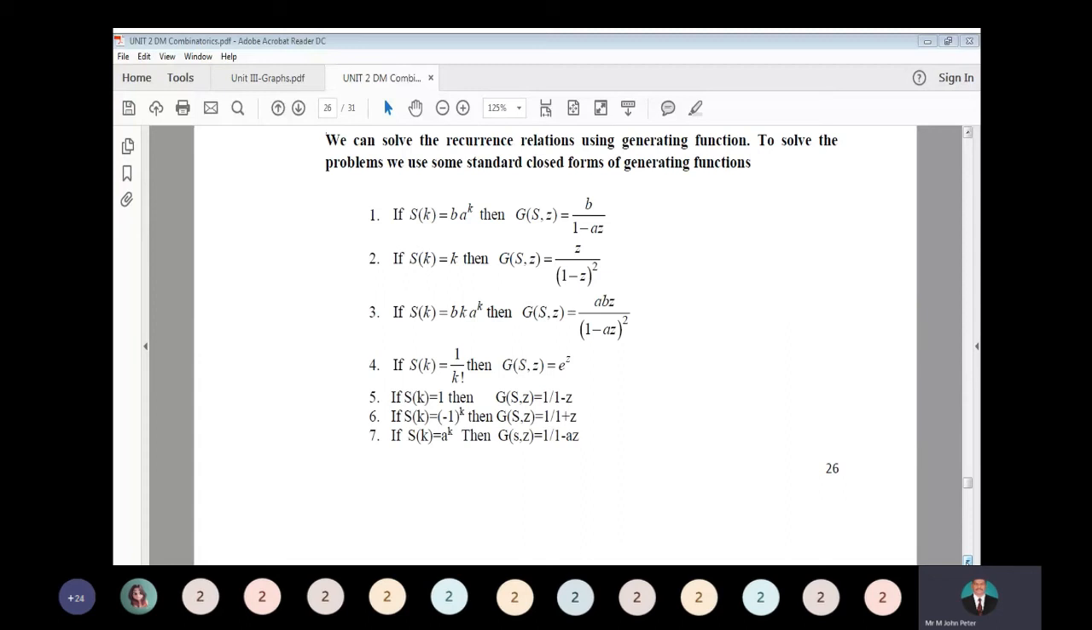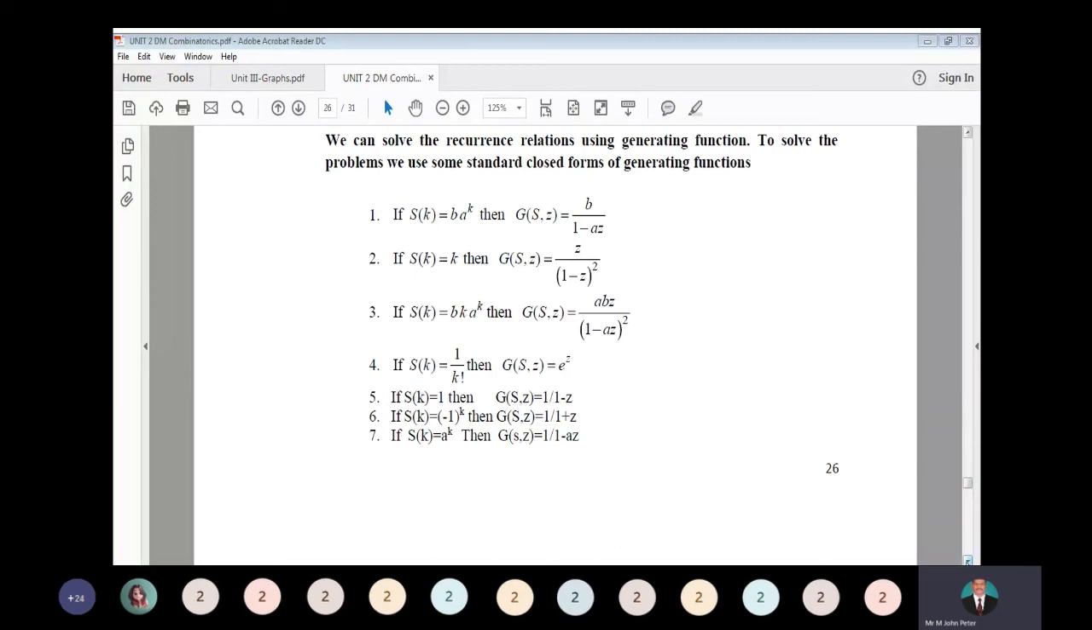If s of k is equal to k, then the generating function g of s comma z is equal to z divided by (1 minus z) whole square. If s of k is equal to b into k into a power k, then g of s comma z equals abz divided by (1 minus az) power 2.